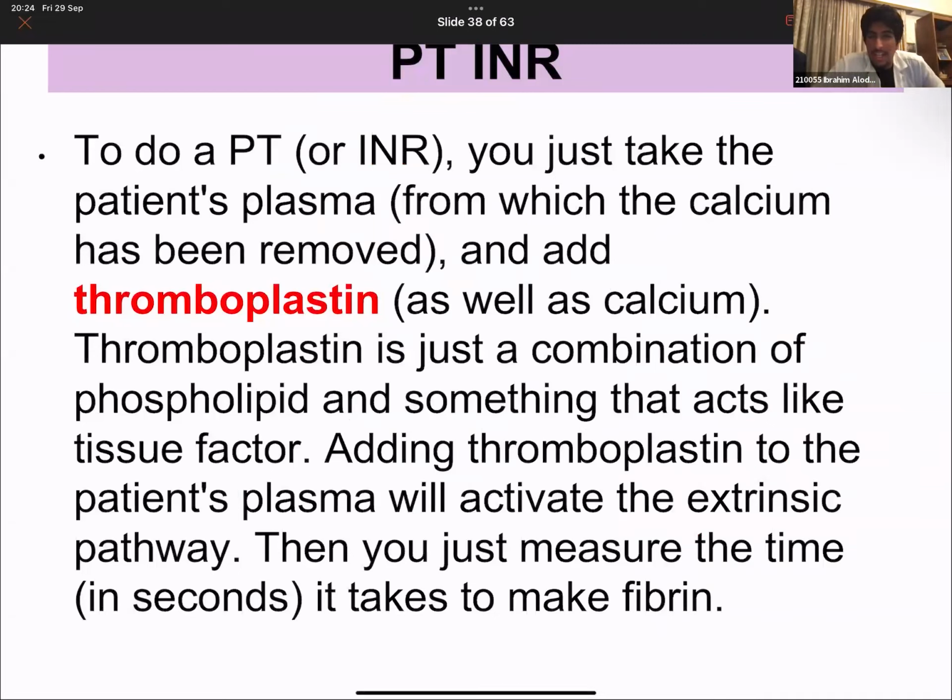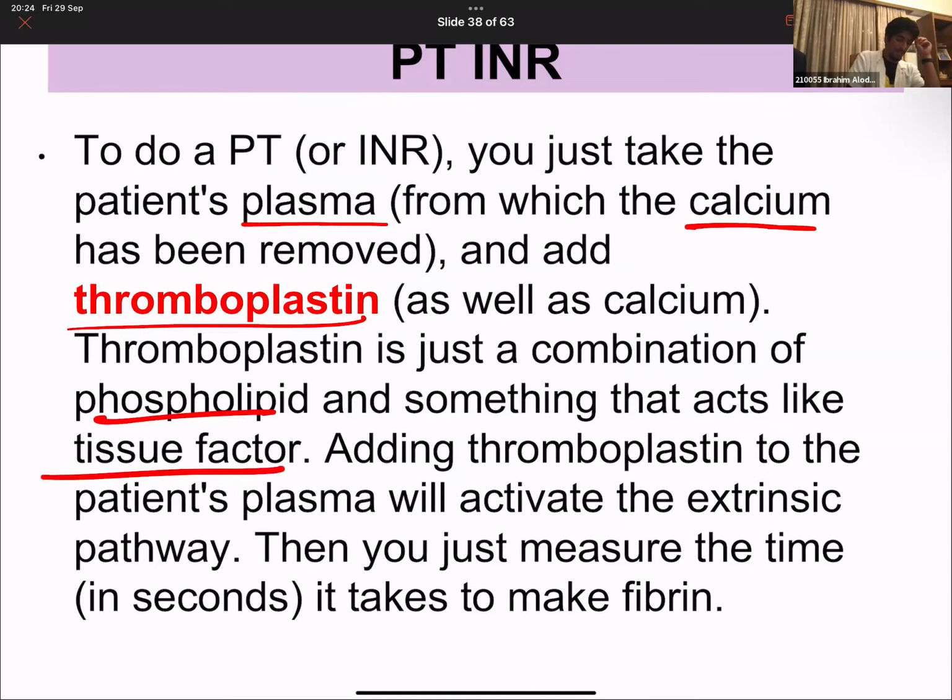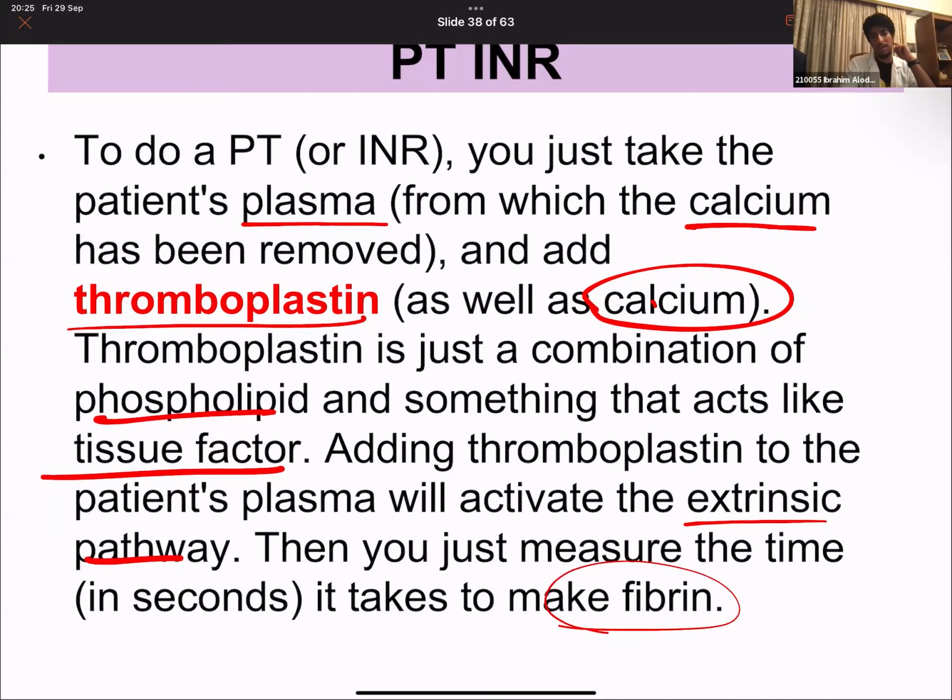Again, here's another slide that's more for your understanding and less for the exam and memorization. To do a PT INR, you take the patient's plasma and you remove the calcium from it. Then you add thromboplastin, which is basically a phospholipid and tissue factor, and then you add calcium again. This is going to activate the extrinsic pathway, because remember, you need tissue factor to activate the extrinsic pathway. Then you just take the time in seconds until fibrin is made. That's how you do PT-INR.